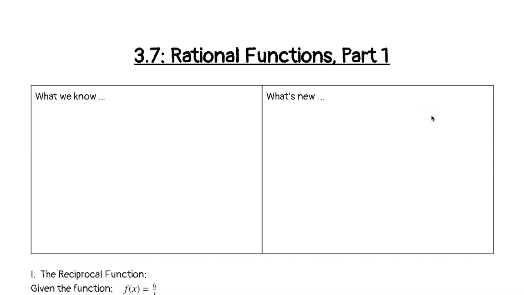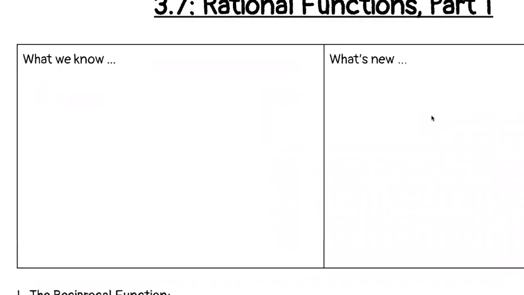So let's start off the same way we start off every lesson, which is talk about what we know and then expand upon what's new in this particular section, okay? So let's get started. What we know. Well, we know quite a few parent functions so far.